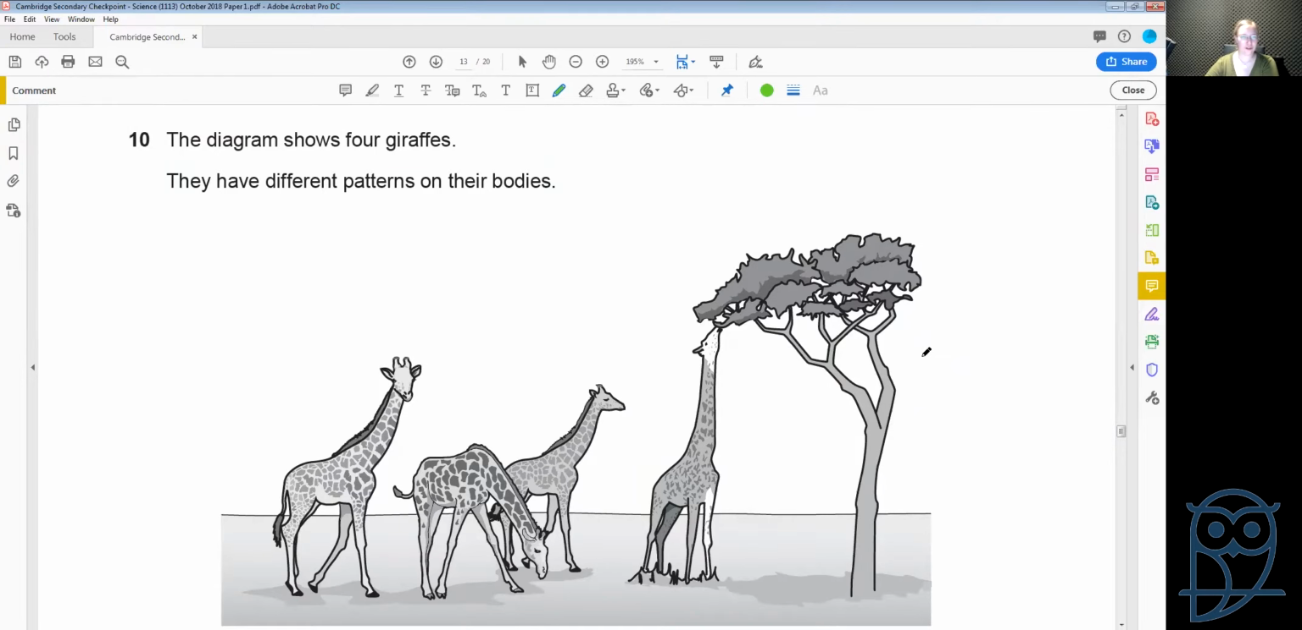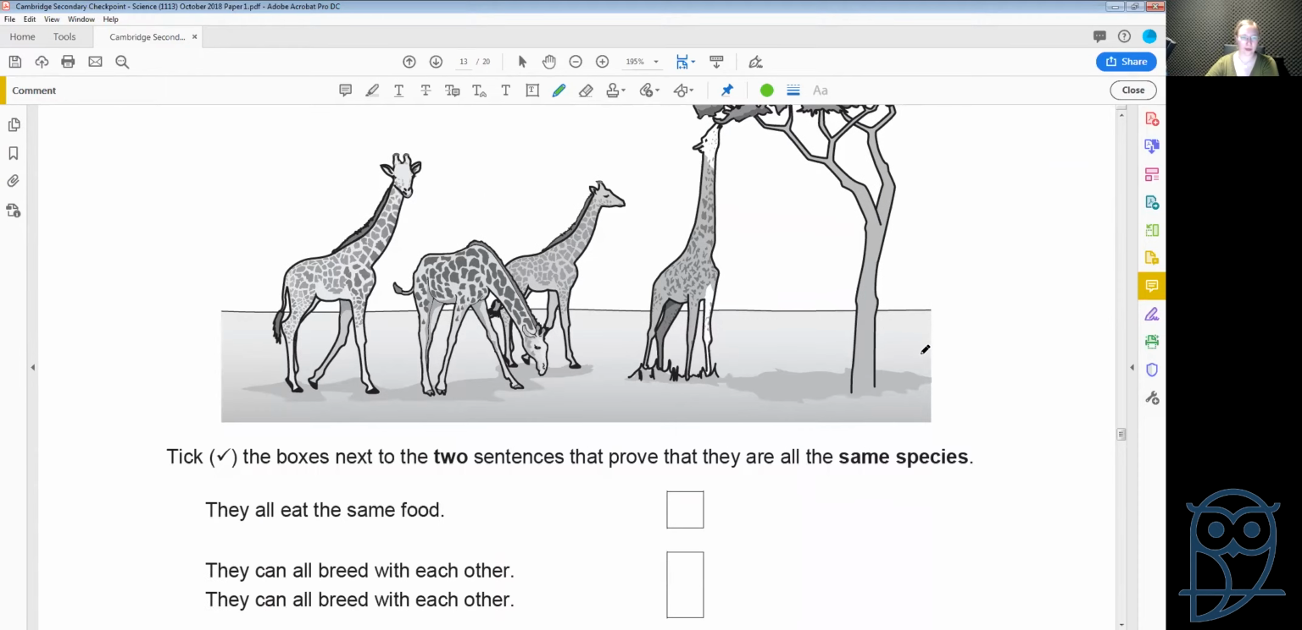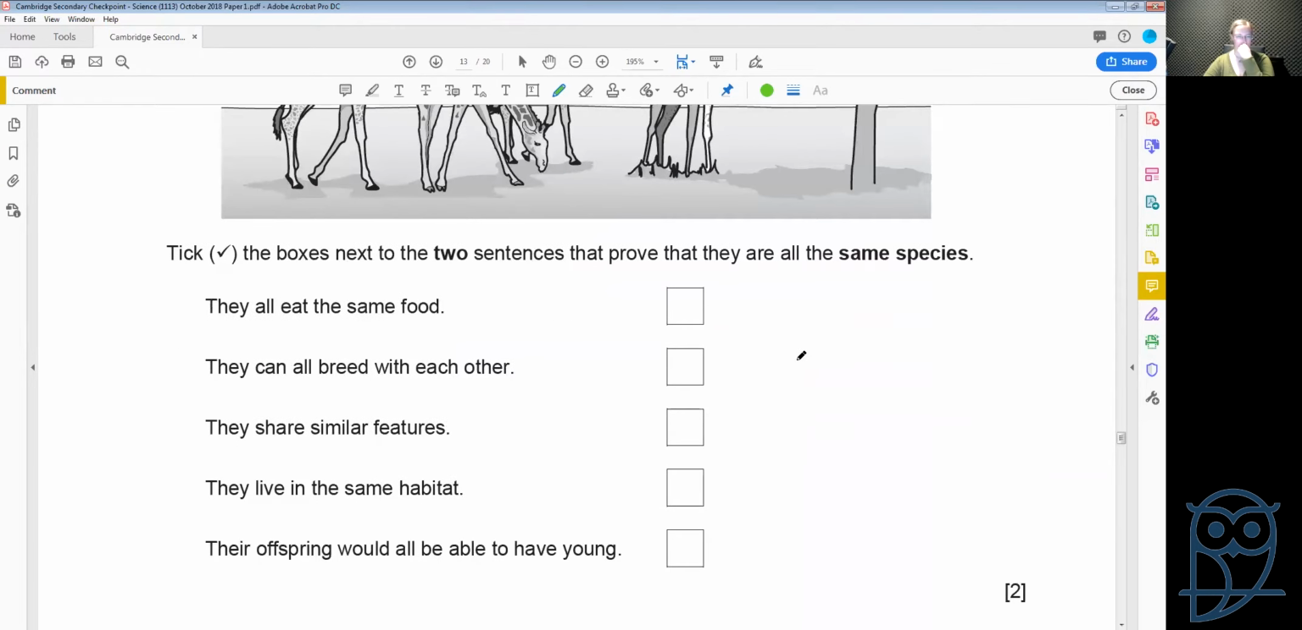So here we have 4 giraffes. They have different patterns on their bodies. So tick the boxes next to the 2 sentences that prove they are all the same species. Okay, they all eat the same food. They can all breed with each other. They share similar features, live in the same habitat, and their offspring would all be able to have young.